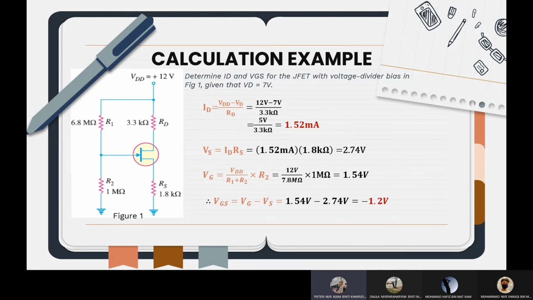To find VGS, we must have VS and VG. The formula for VS is ID multiplied by RS, and the answer that we will get is 2.74 volt. The formula for VG is VDD divided by R1 plus R2, and we will multiply this with R2. We will get 1.54 volt. To get the VGS, we must use VG minus VS. The final answer that we will have is negative 1.2 volt.